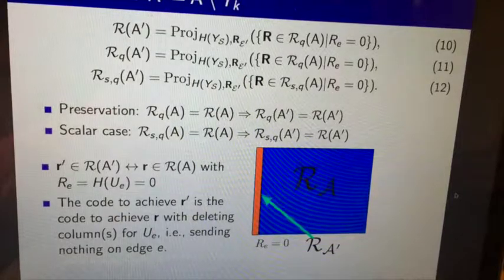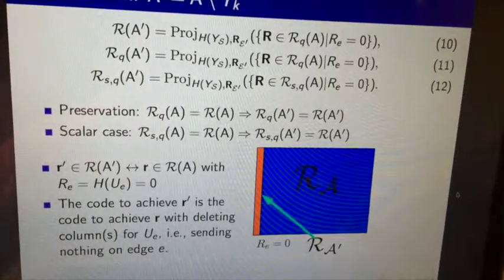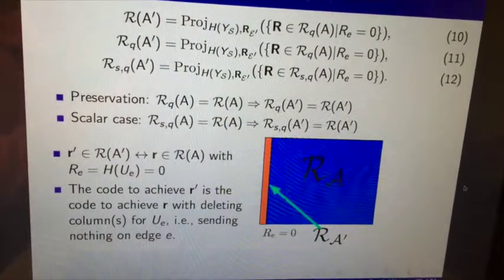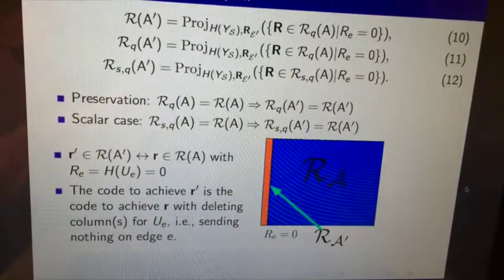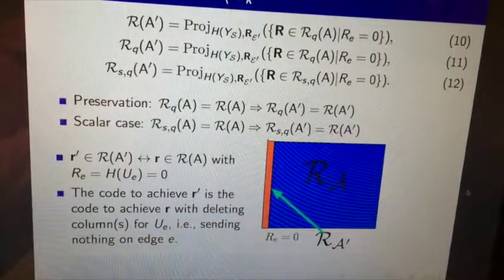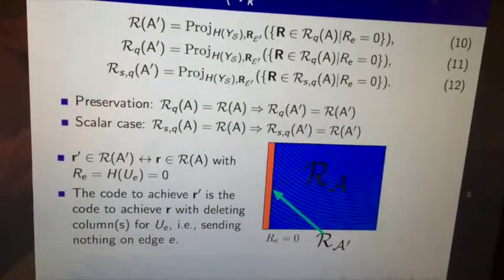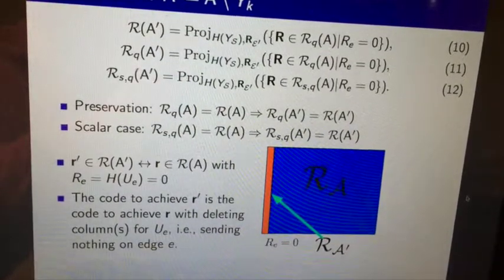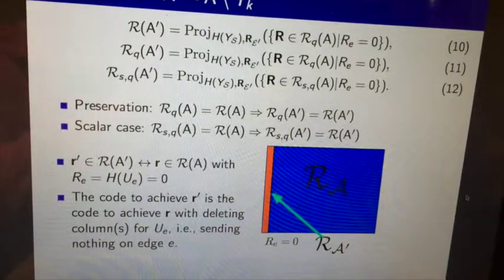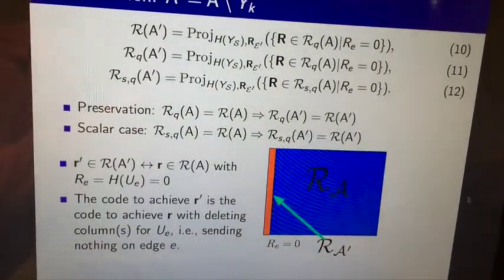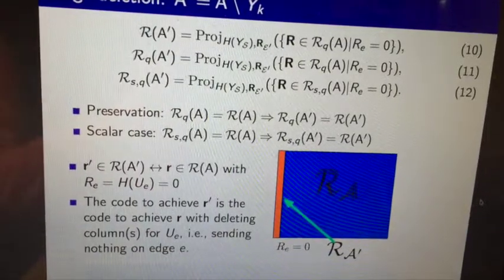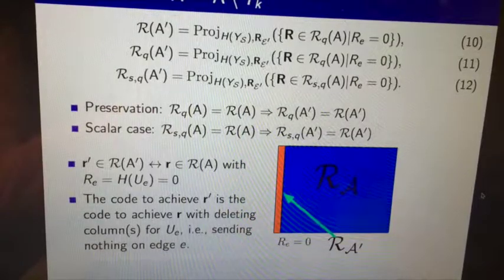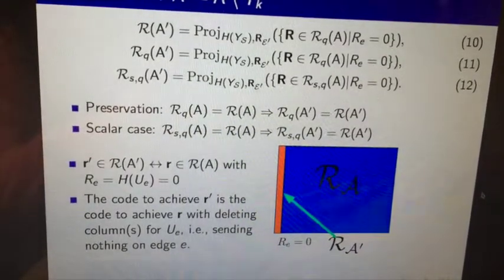As shown here, a point R prime in the region of A prime is equivalent to a point R in the region of A with RE equal to 0. So if R is achieved by FQ codes, then the code to achieve R prime will be the same code with the deleting columns for UE, because UE sending nothing on edge contains nothing, and contains nothing is also a valid FQ code. So you can do both ways.